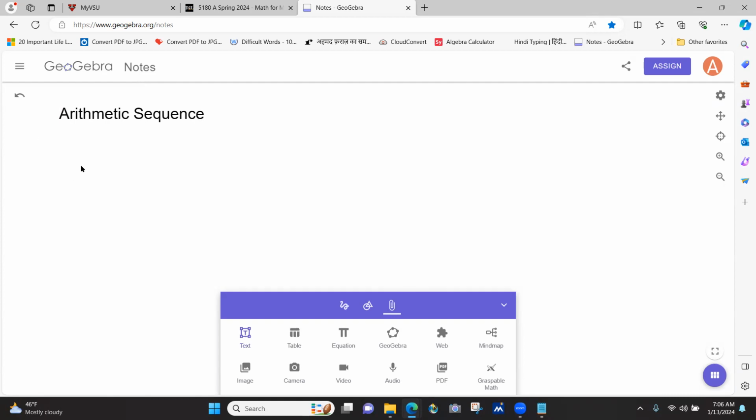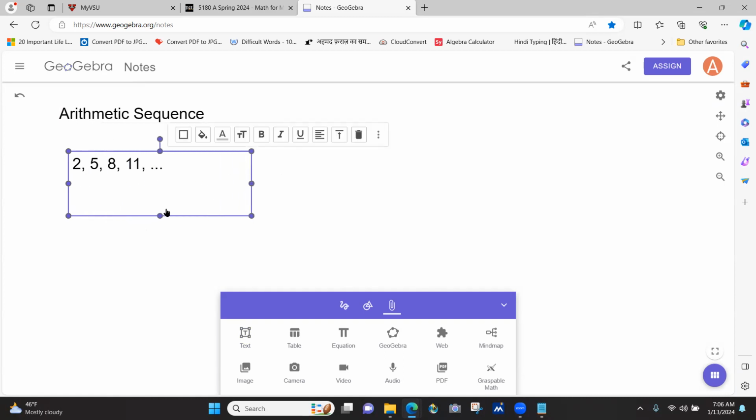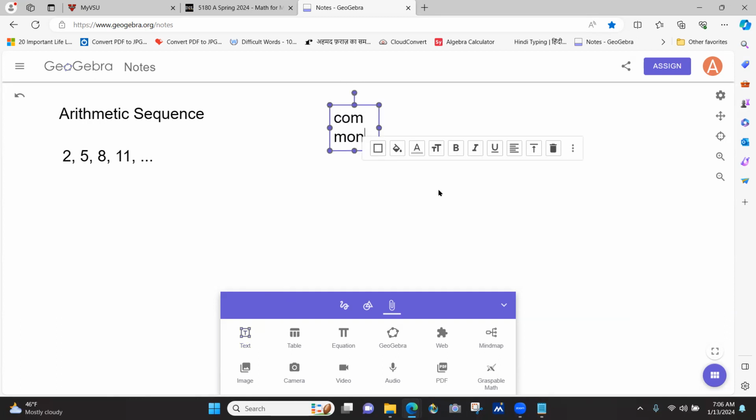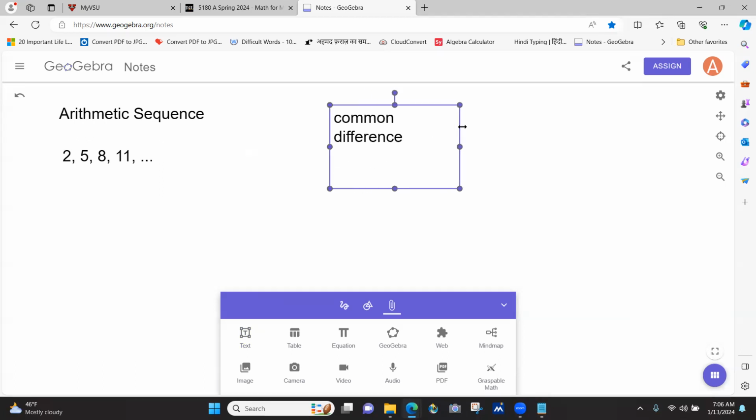We have something that looks like this. I'm going to give you an example. 2, 5, 8. Let's put another term, 11, and so on. Now, what's going on? Well, it seems like each term is 3 plus the previous term. The next term goes up by a fixed number, and that fixed number is called the common difference.